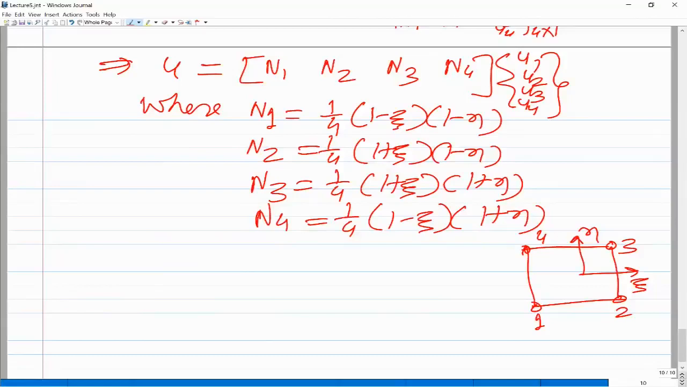Similarly, if you look at n2, it would be unity at node 2, because if you put the coordinates of node 2, that is xi as 1 and eta as -1.